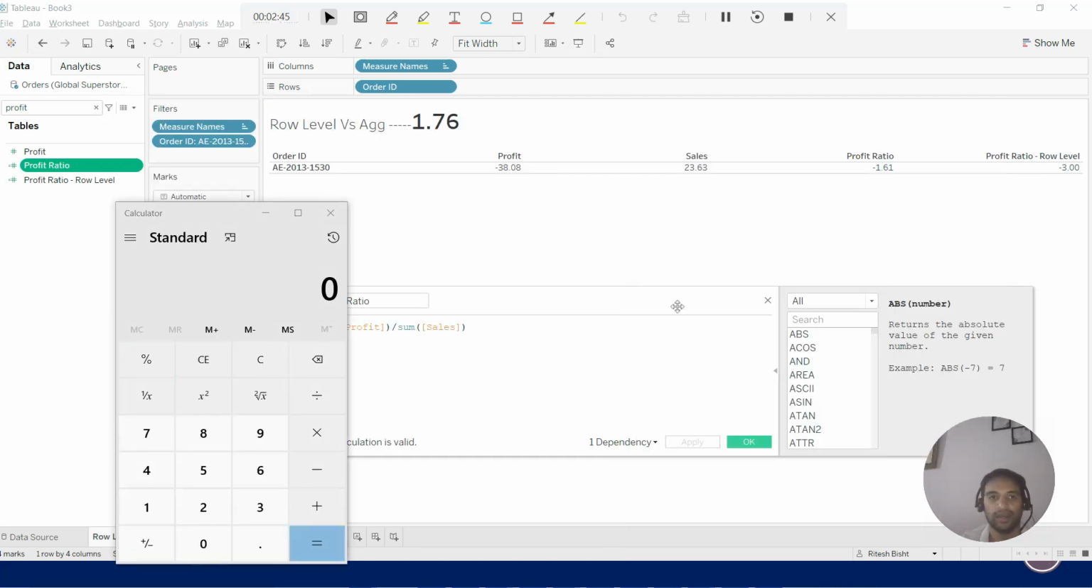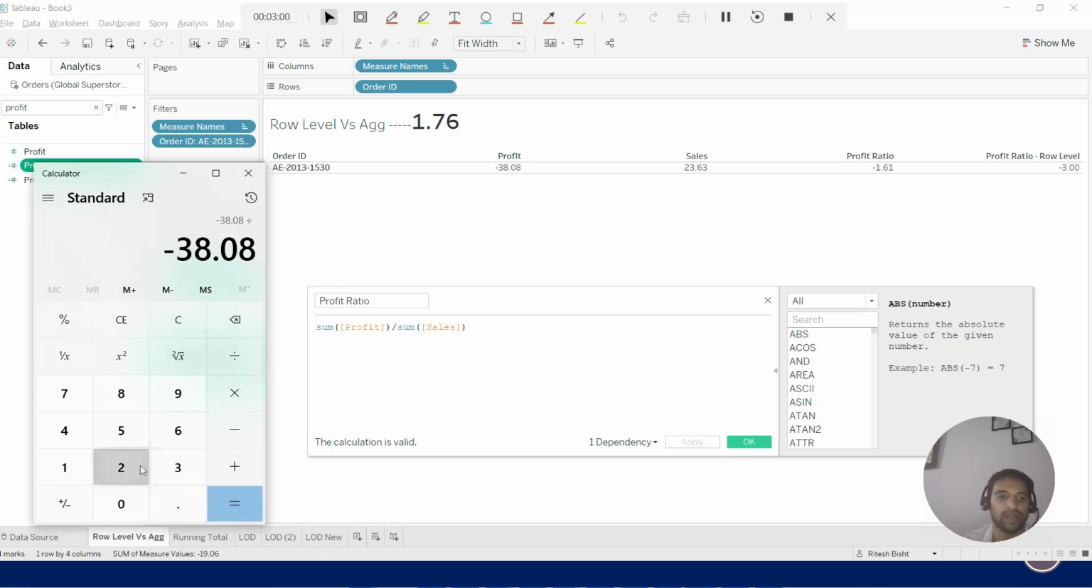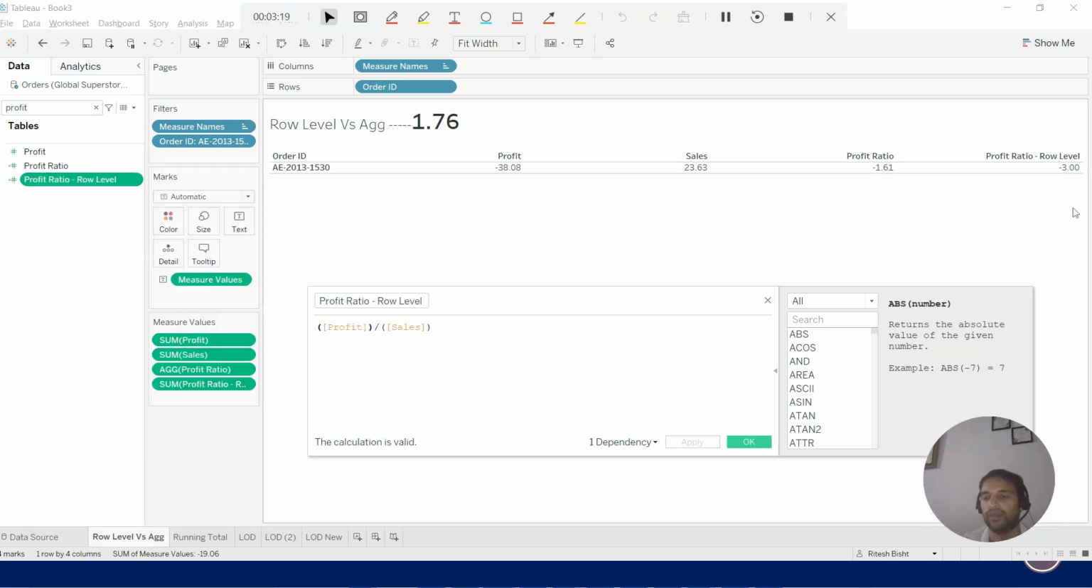Our visualization is at order ID level, and I have profit as minus 38.08, and to divide that by sum of sales, that is 23.63, here I get minus 1.611. That is the profit ratio. That's fine. But how are we getting the profit ratio at the row level, where the formula is different? For this, how am I getting minus 3?